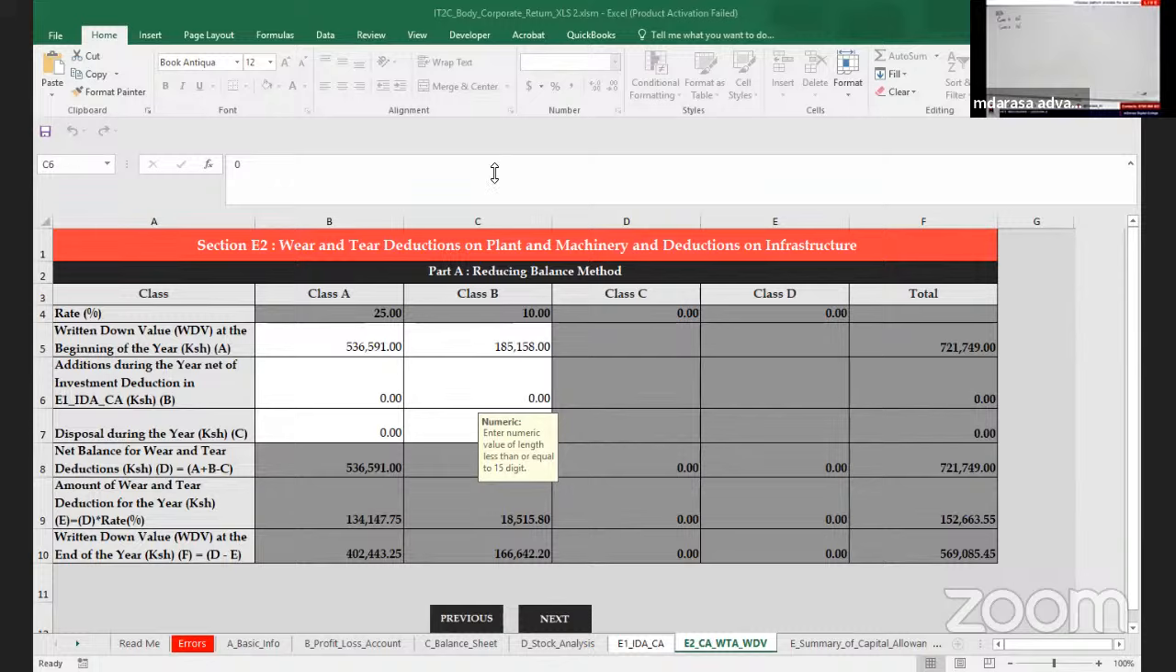So this is the wear and tear deductions. You can see that practically, where you see white, that is an item where you can edit. The gray part, you can't do anything in relation to. Currently, whenever you're talking of WTA, we are talking of only two classes: class A, which is 25%, and class B, which is 10%. Only two classes. That is what we should always have in mind, and you can see it practically here.